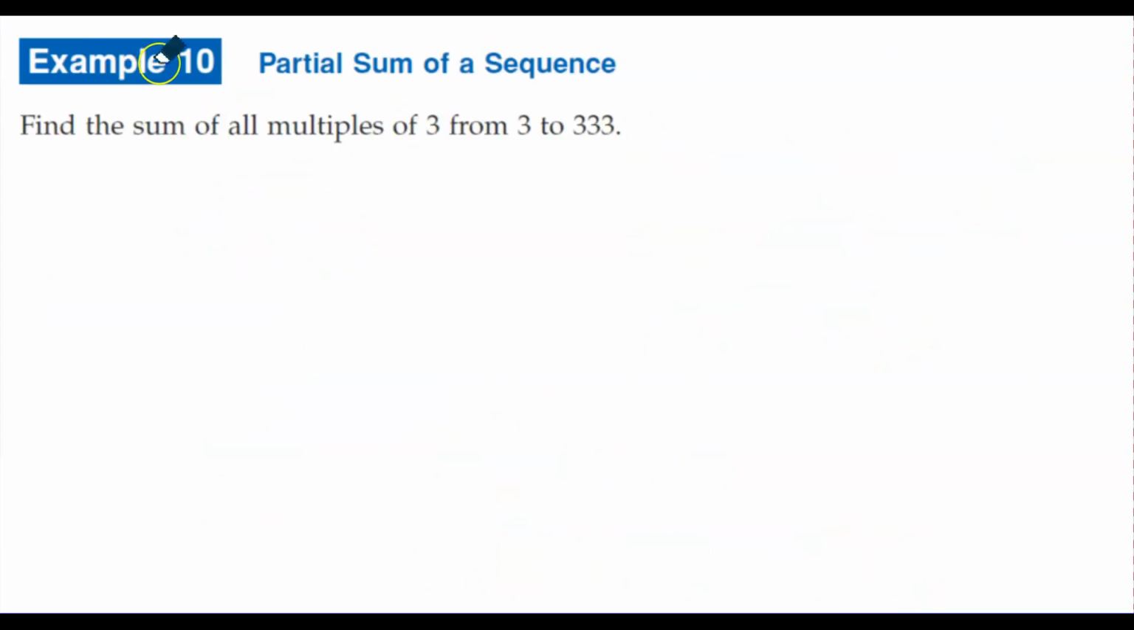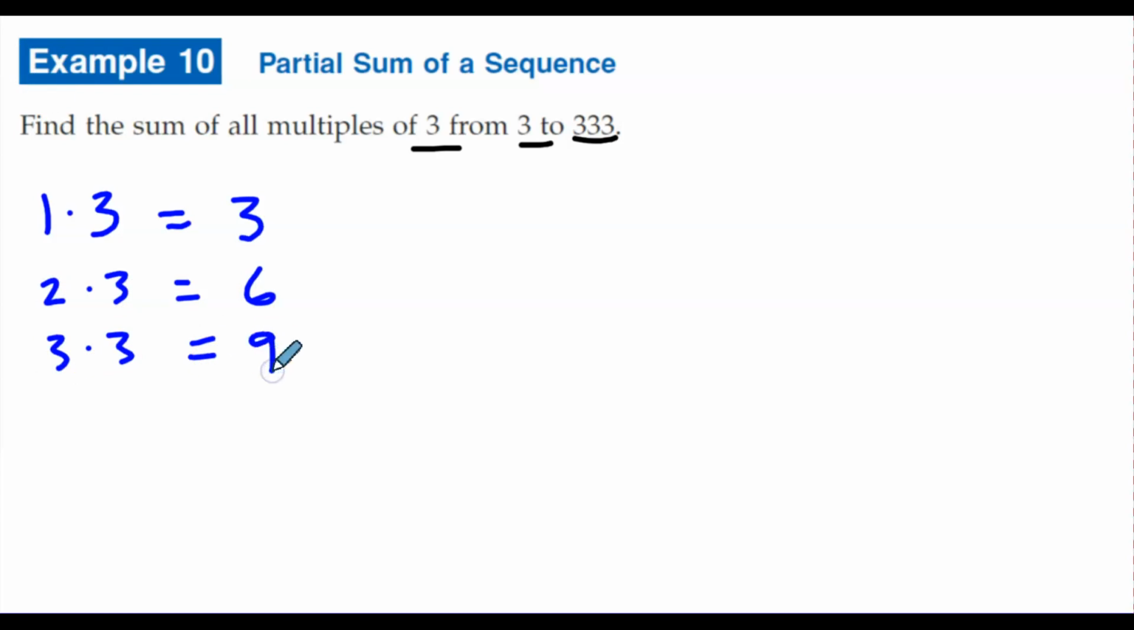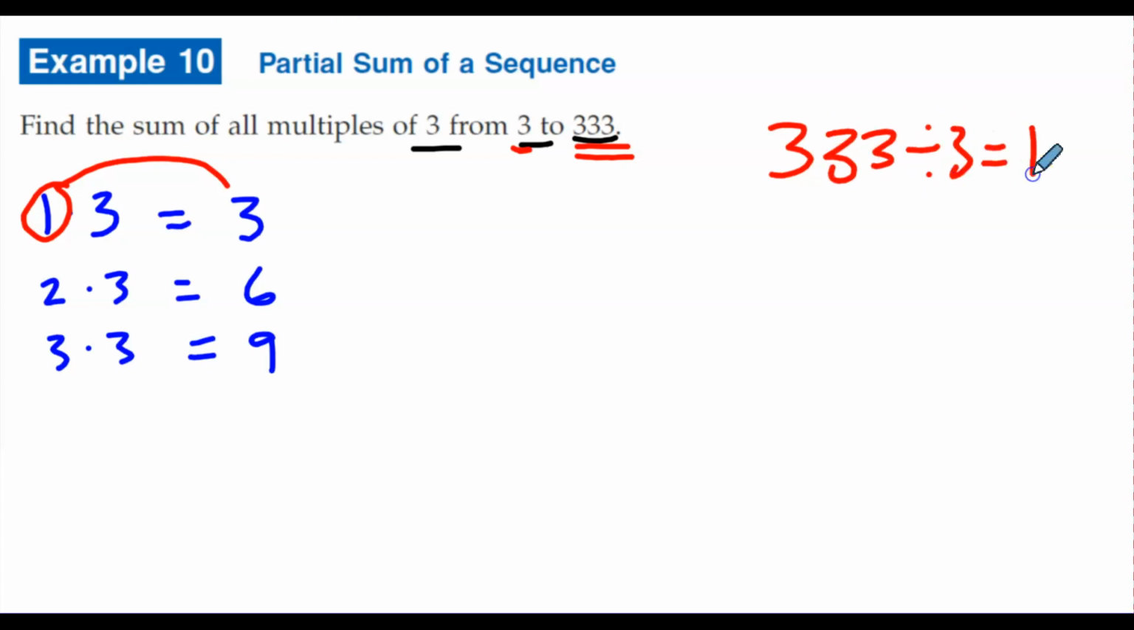All right, let's look at one more example. Find the sum of all the multiples of 3 from 3 to 333. So first thing is, what does that mean? Well, multiples of 3 means 1 times 3 is 3. 2 times 3 is 6. 3 times 3 is 9. So the first multiple is 3, the second multiple is 6, the third multiple is 9. What number of multiples will get me to 333? Well, 333 divided by 3 equals 111. So this sequence is going to go from 1 all the way to 111.